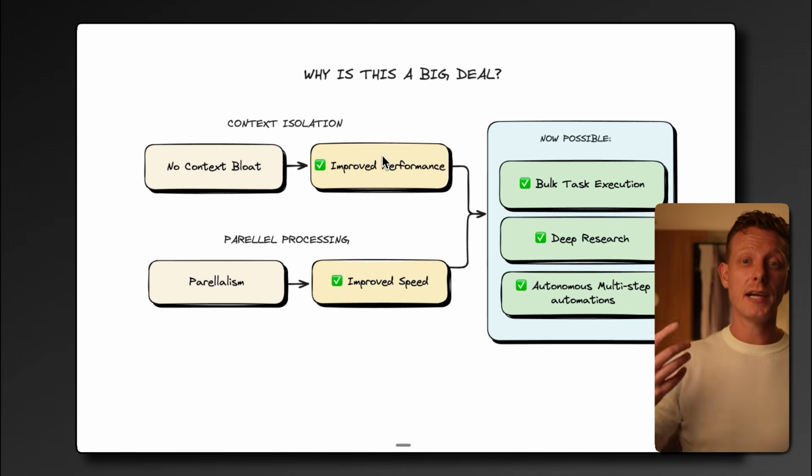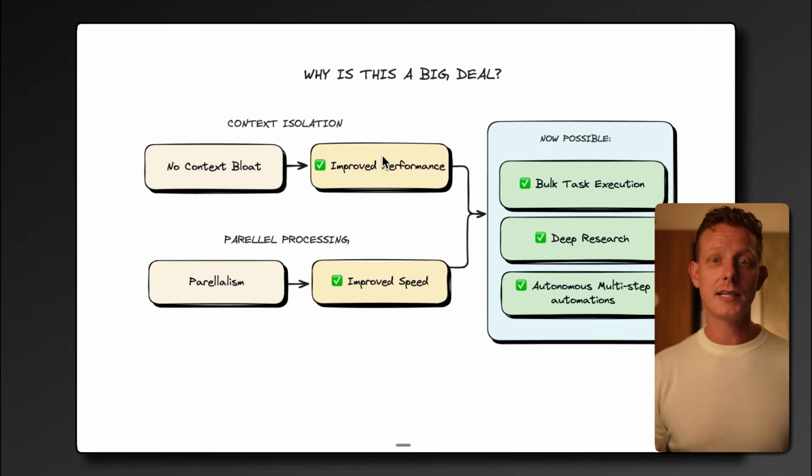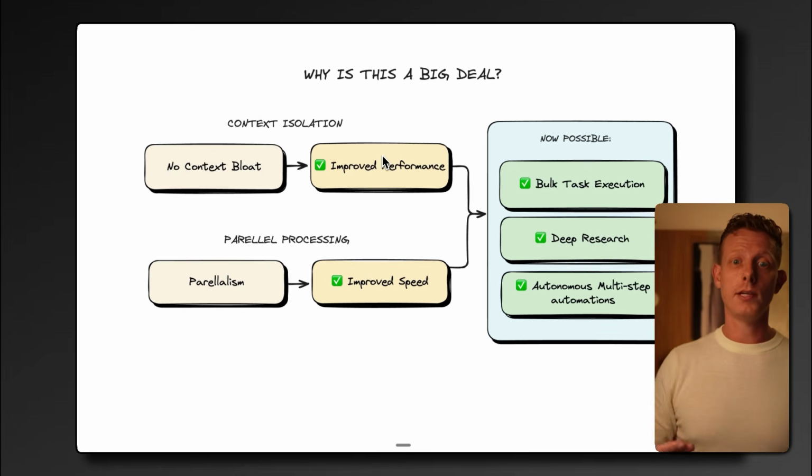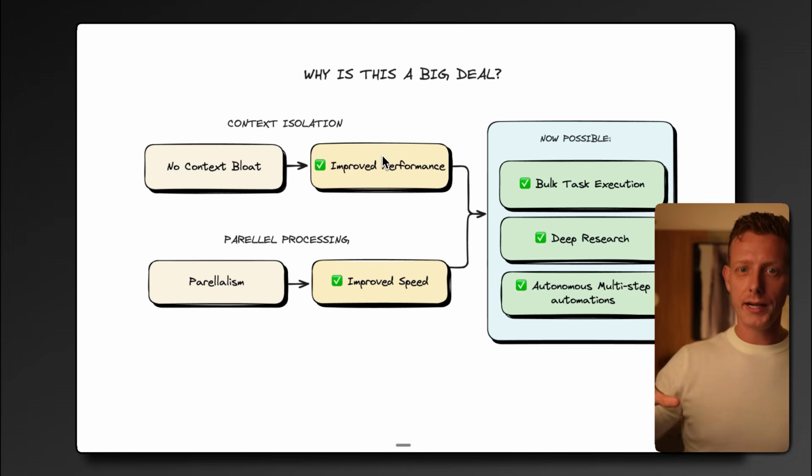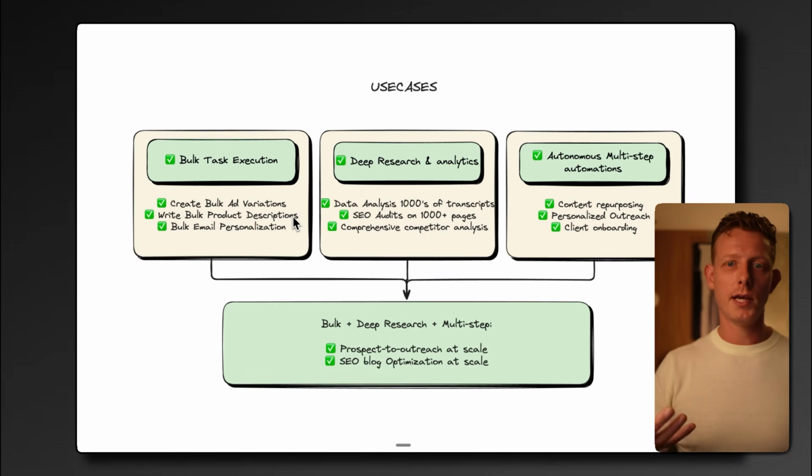And because of this, we can actually start using Claude Cowork for these bulk task executions, for deep research tasks, but also we can start using it for these autonomous multi-step workflows. And these three things together make it a lot more powerful, and it becomes much more like an automation tool comparable to N8N or Make.com. Now, we're not completely there yet, which I'll get to later in this video, but because this is now possible, hundreds of new use cases pop up for automation right inside Claude Cowork.